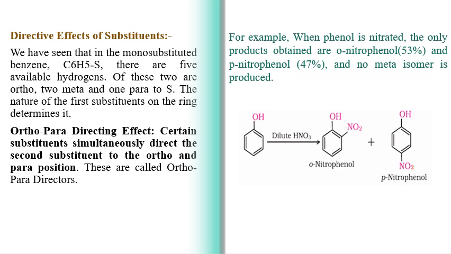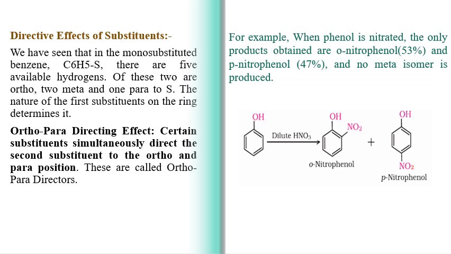So what is the ortho para effect? Here, two concepts are there: ortho para directing effect and meta directing effect. If the substitution occurs in the ortho and para positions, it comes under the category of ortho para directing effect. If the substitution occurs in the meta position, it comes under the category of meta directing effect. So what is meant by ortho para directing effect? Certain substituents simultaneously direct the second substituent to the ortho position and the para position. So these compounds are called ortho-para directors.